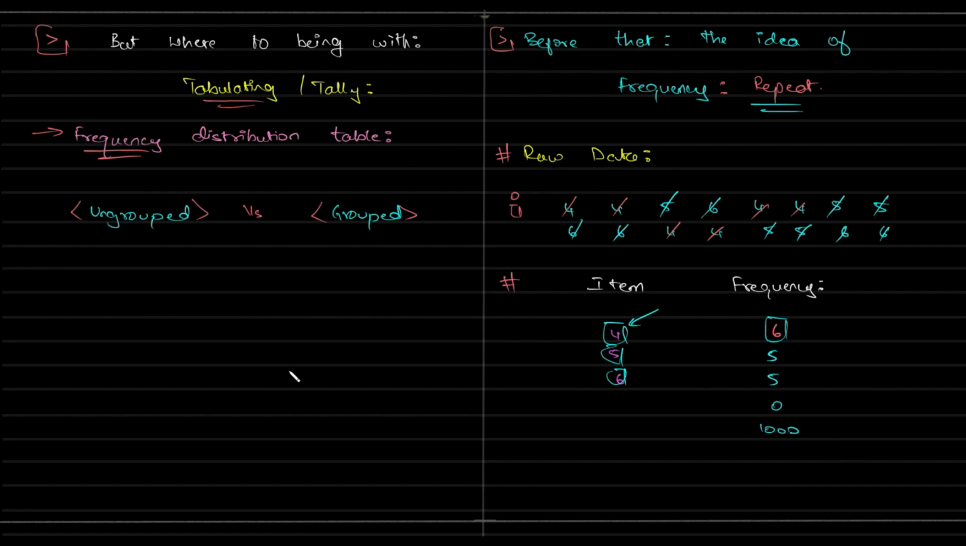Okay, so we looked at collecting the data and now we are tabulating it. So one of the tabulations is to do with frequency, that is counting how many times a particular thing is repeating and putting it in a table. There are two kinds of tables, ungrouped and grouped. So we'll be looking into this in the next video.